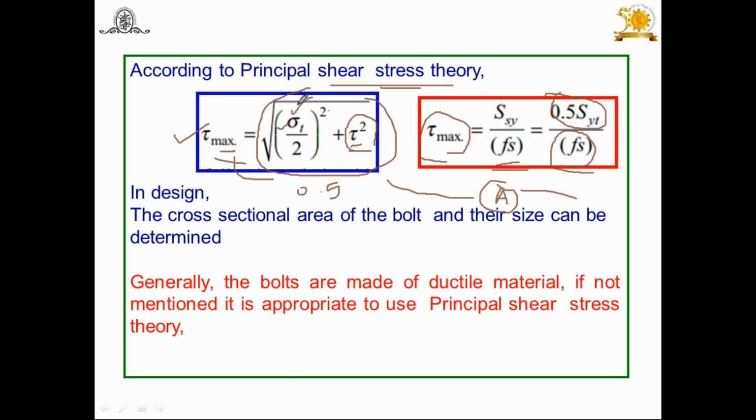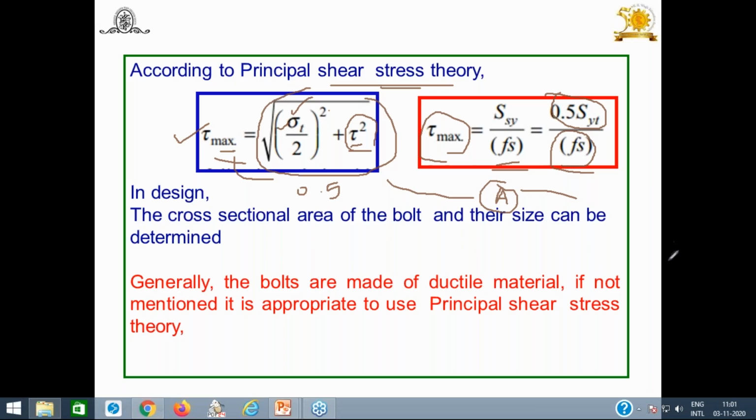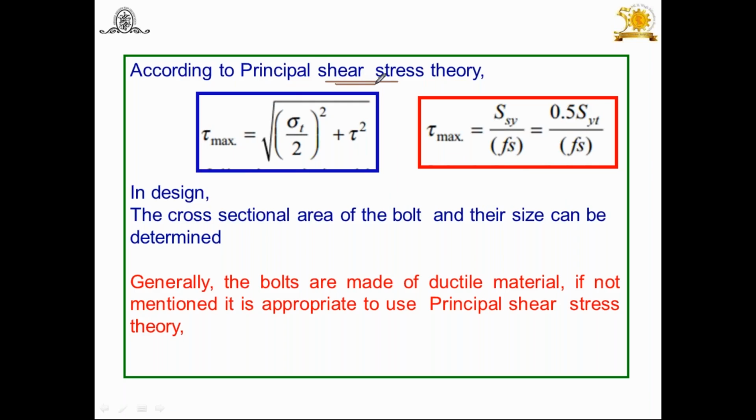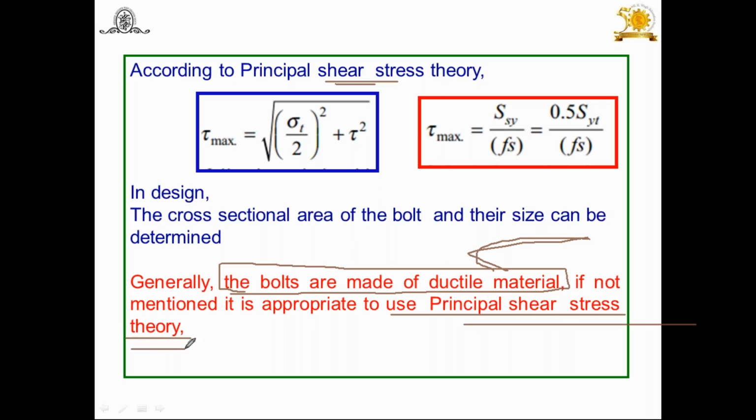Okay, this is about today's second case, when a bolt is subjected to an eccentric load perpendicular to the axis of the bolt. But I have told you there are two theories that we are going to use. One is the principal stress theory and the second one is the principal shear stress theory. You know very well generally bolts are made of ductile material, and for a ductile material which theory is appropriate? The principal shear stress theory is appropriate.